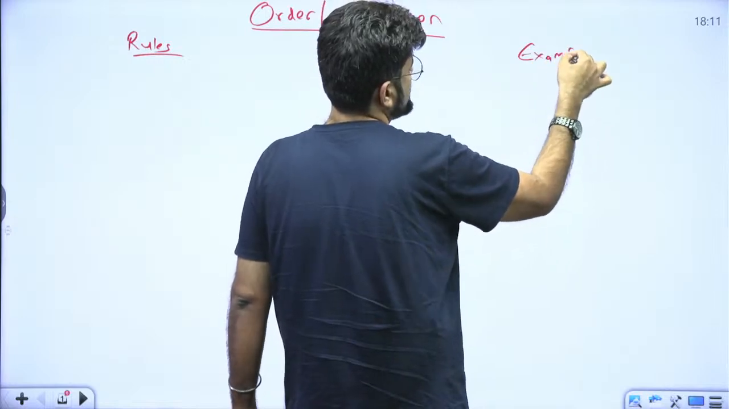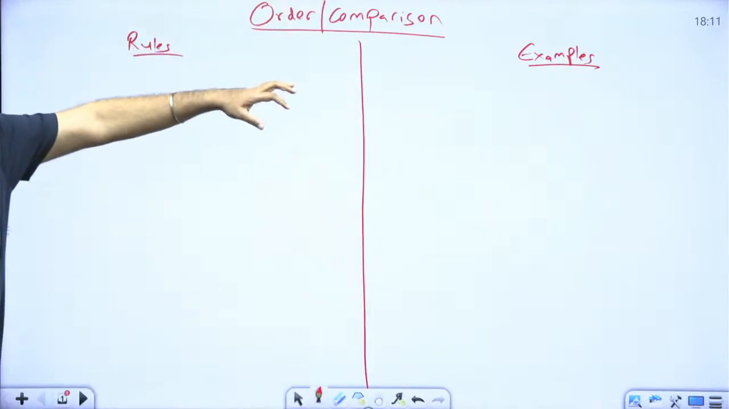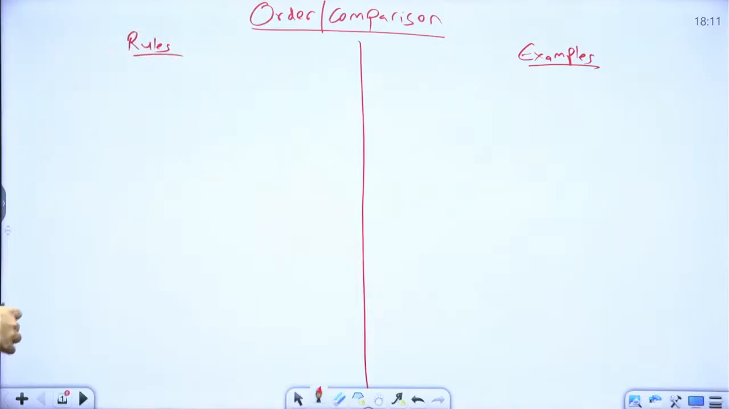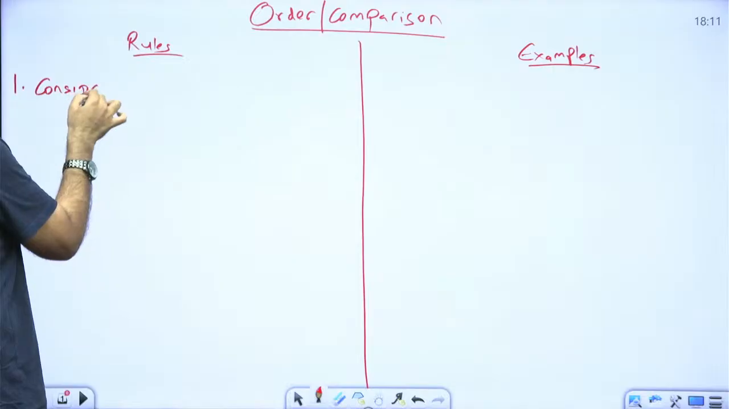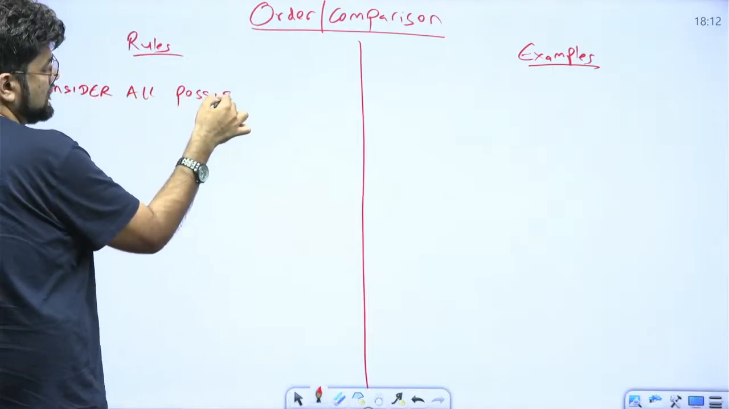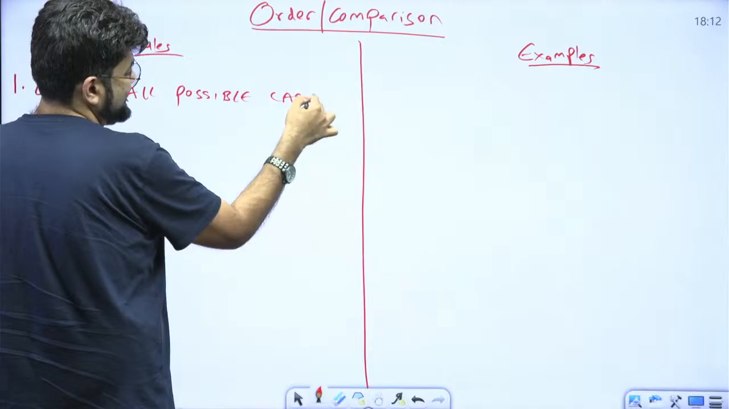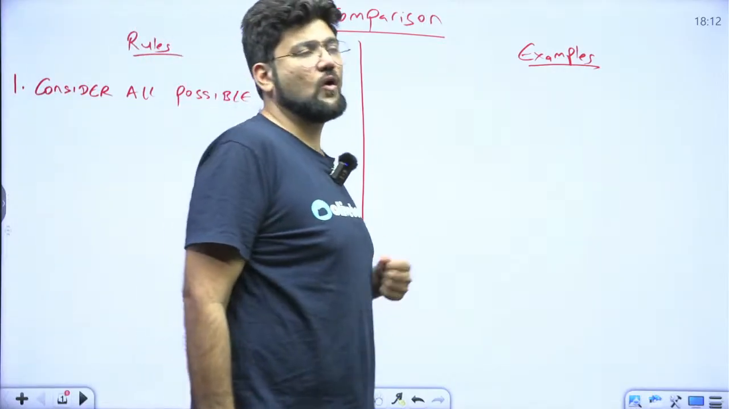Now, how will you place the question in terms of a correct order or a comparison? How will we do that? So rule number 1 will be: consider all possible cases. Agreed. We will consider all possible cases.